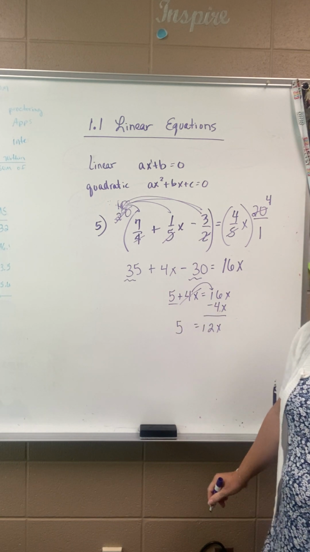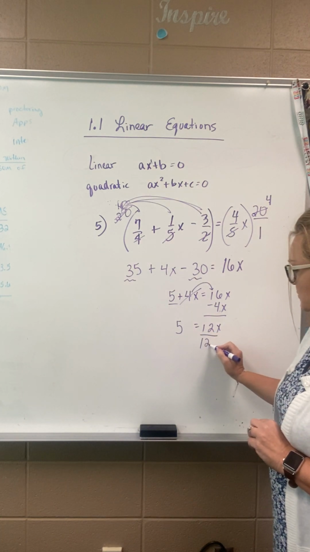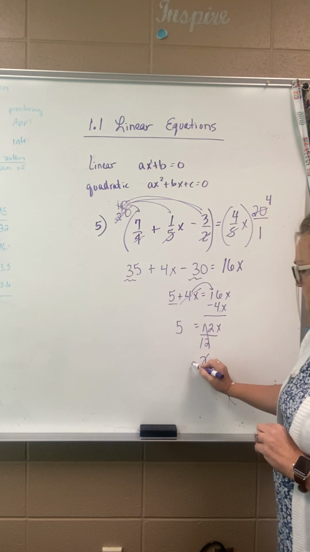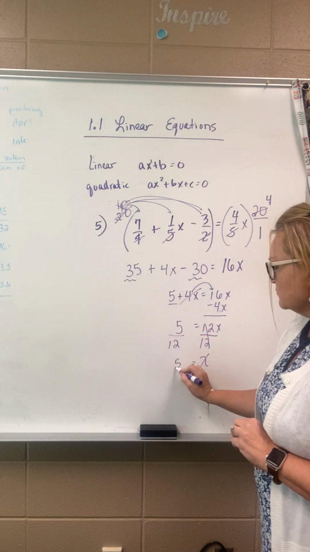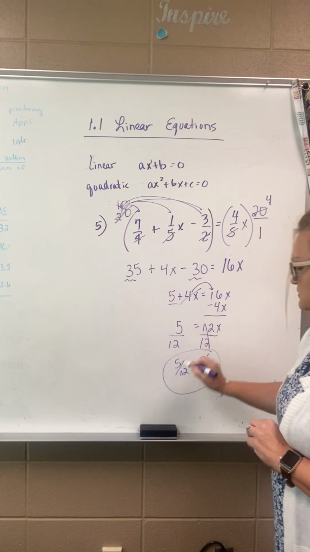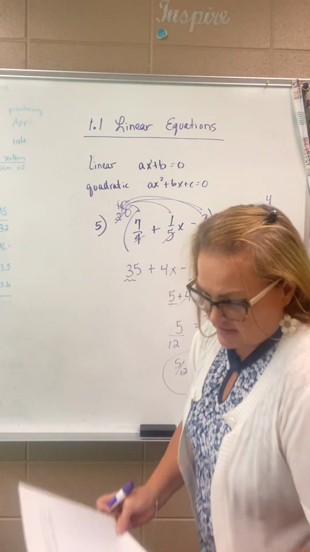Then the last step is always divide by what's with your variable. So the 12 divided by 12 to make a 1x, or solving for x. What you do to one side, you do to the other side, for a fraction answer of 5/12, like that. Okay, so that's the fraction stuff.